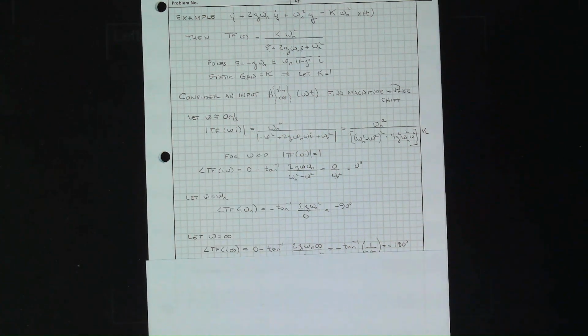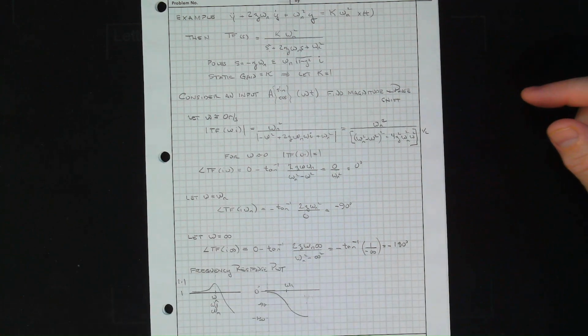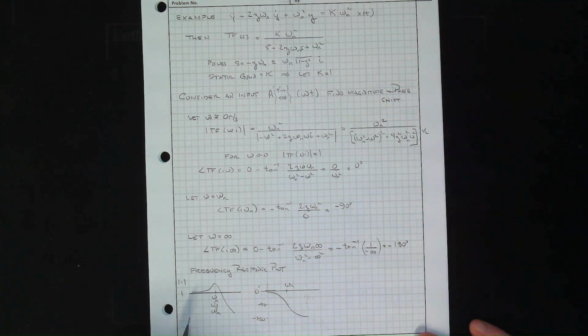Now, if we were to do a plot of what we found, this is what you would find. At low frequency, you're near 0. At omega n, you exactly lose 90, and at high frequency, you lose 180. And then this would just go on forever as frequency keeps getting higher. And this would just work its way down to 0.